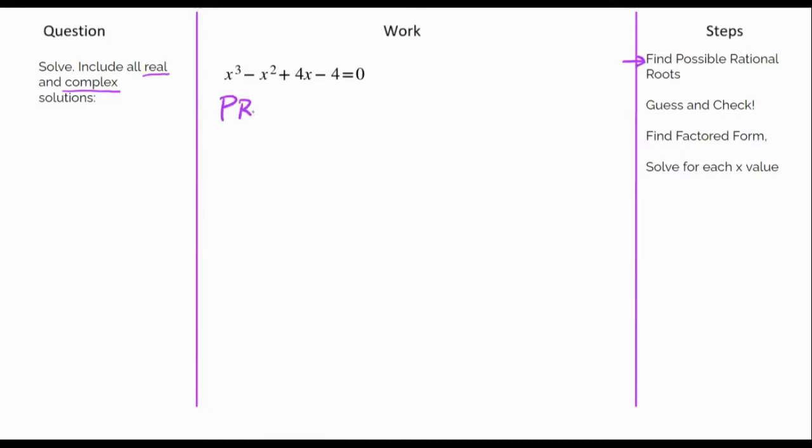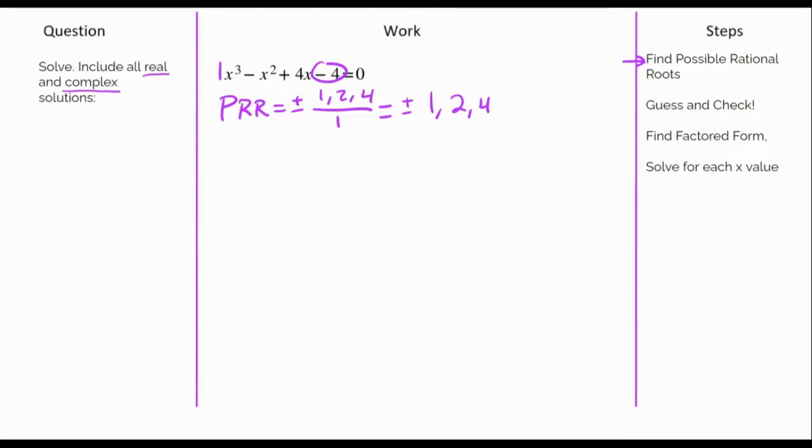roots here. So possible rational roots using the rational root theorem just tells us that that is positive or negative all of the factors of our constant, which is 4, over all of the factors of our leading coefficient, which in this case is just 1. So possible rational roots are just positive or negative 1, 2, and 4.